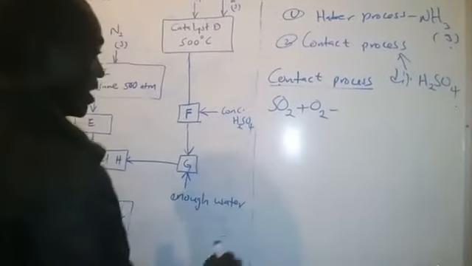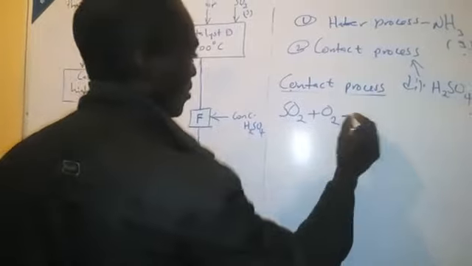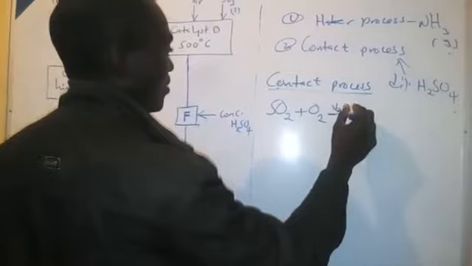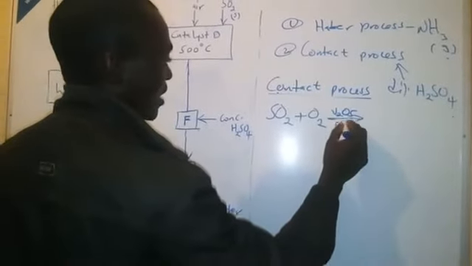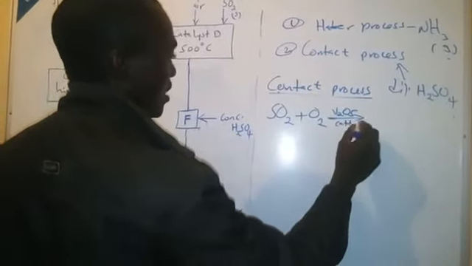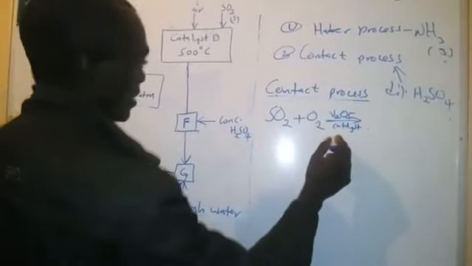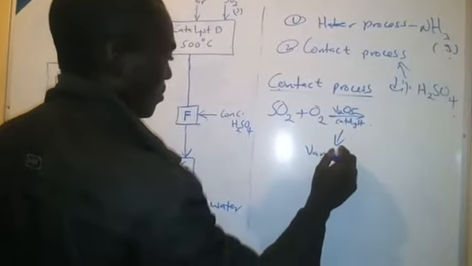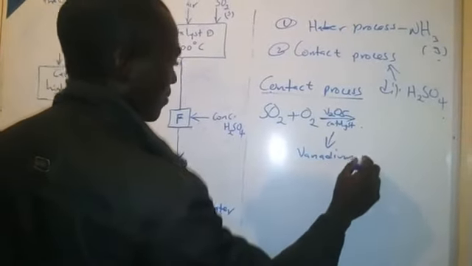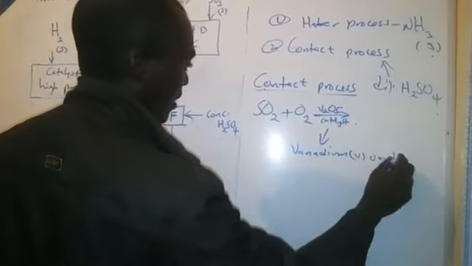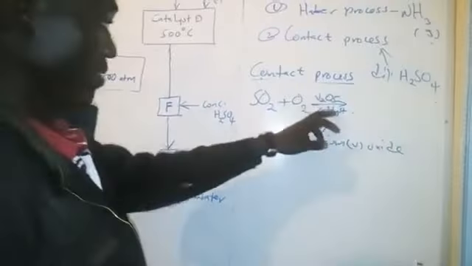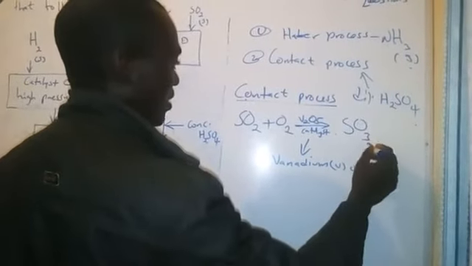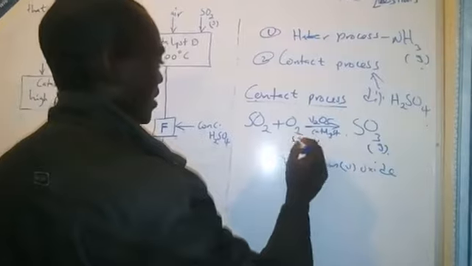So we are reacting oxygen in this chamber in the presence of a catalyst known as vanadium 5 oxide. It's a catalyst which they have named as catalyst D. So that is vanadium 5 oxide. In the presence of this catalyst, these two will react to give out sulfur 6 oxide gas.